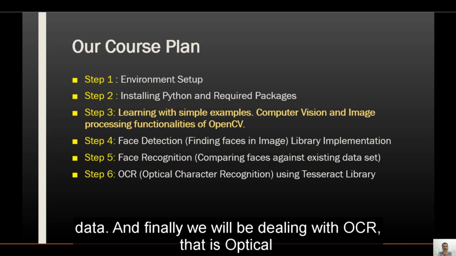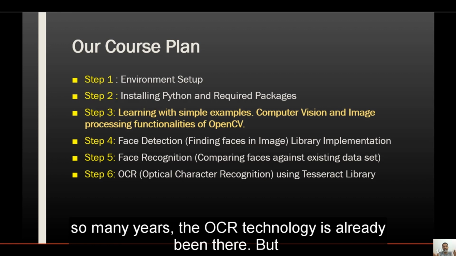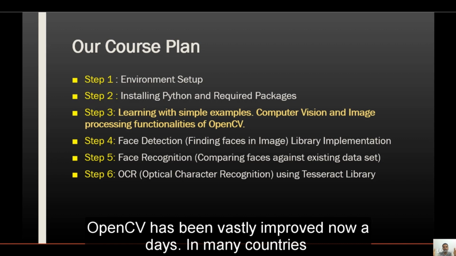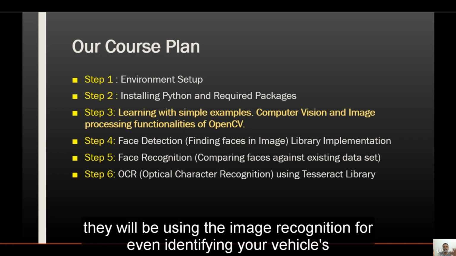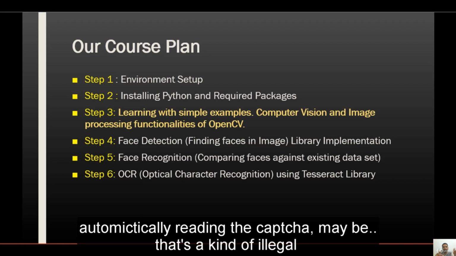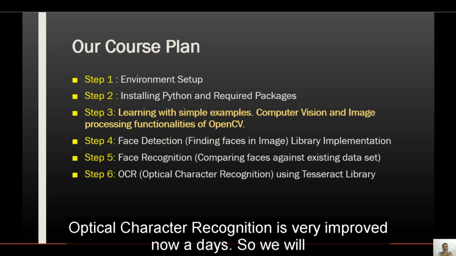And finally, we will be dealing with OCR, that is optical character recognition. OCR is not a new technology, it's already been there for so many years, but using the OpenCV based Tesseract library, it has been vastly improved nowadays. In many countries, they use image recognition even for identifying your vehicle's registration plates, and stuff like automatically reading captchas. Maybe that's kind of illegal, but still, OpenCV based OCR, optical character recognition, is very much improved nowadays. So we will deal with all these things.